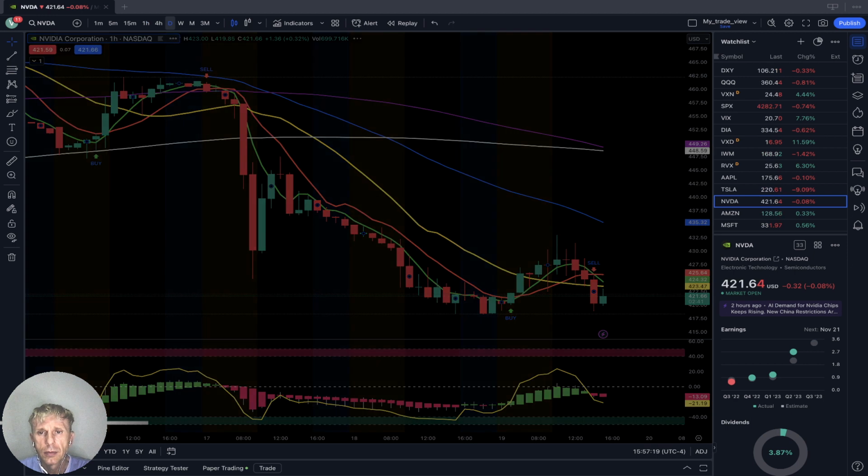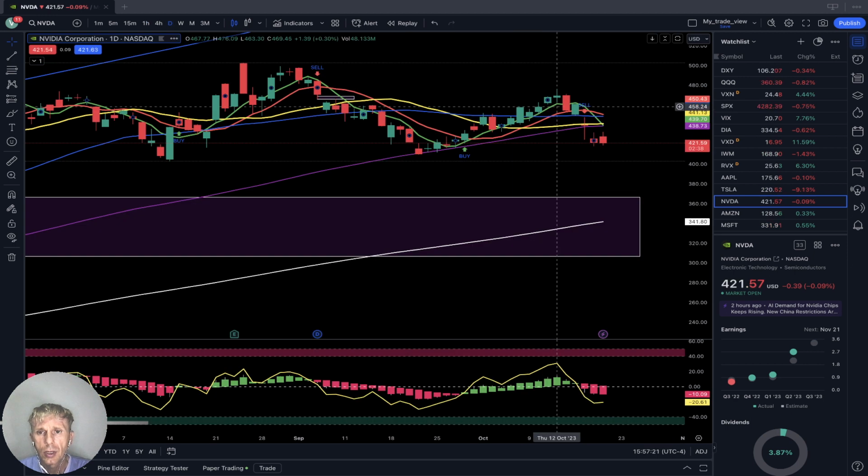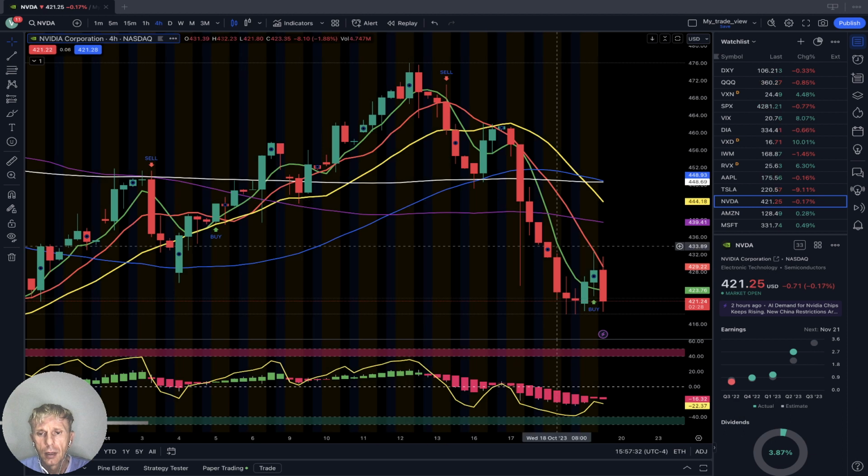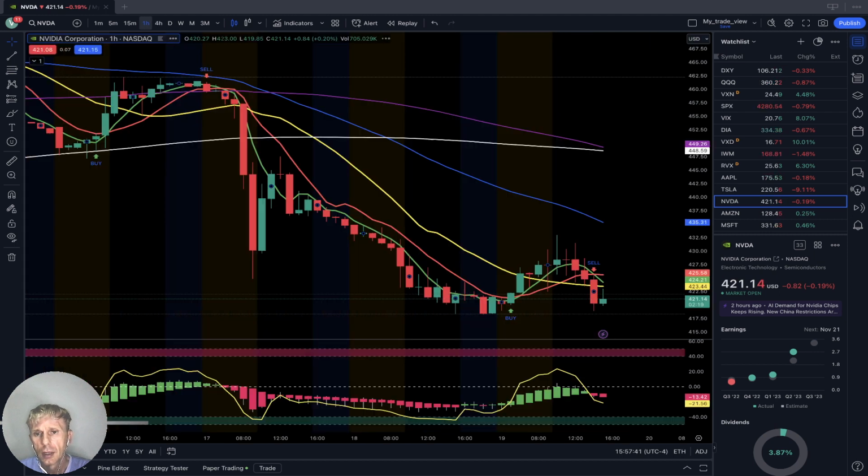Nvidia daily bearish reversal, last two bars below all moving averages, bearish trend, except 200. 4 hours time frame, still bearish trend, last bar below all moving averages, bearish trend. And 1 hour, it was positive bullish. Last 3 hours it did bearish reversal sell signal. Last bar below all moving averages. Nvidia flat also.